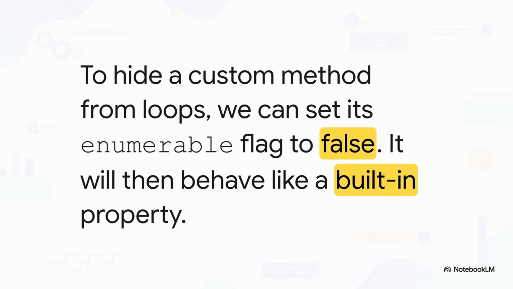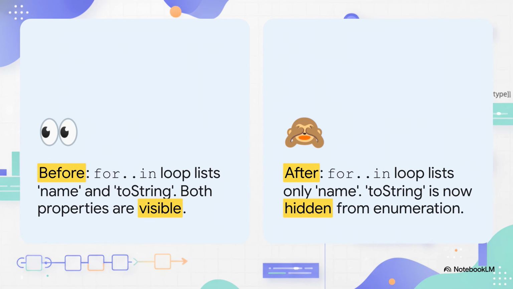This is a great little trick for creating really clean, professional APIs. And here's the result. Before we made our change, looping over the user object would give us both name and toString. But after setting enumerable to false, poof, the toString property is hidden from the loop. It's still there, of course, you can still call it, but it just doesn't clutter up our enumeration. It's a small change, but it makes a huge difference in the clarity of the code.